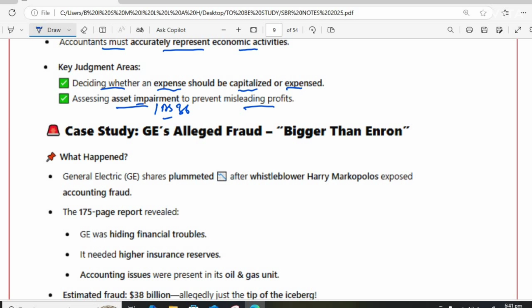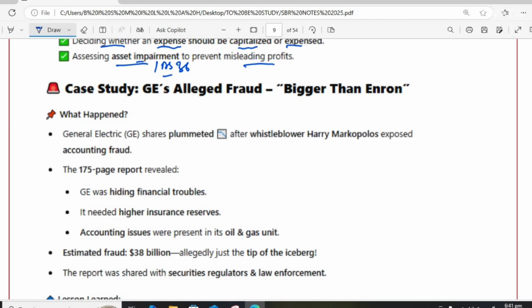The case study is General Electric, whose share price plummeted after whistleblower Harry Markopolos exposed accounting problems. First, let me tell you the background: in 2018, General Electric faced allegations of accounting fraud from the whistleblower Harry Markopolos. The issue was that it was accused of hiding 38 billion in losses, particularly in its power and insurance divisions. The accounting issues were that it allegedly used aggressive revenue recognition and understated liabilities, which is a violation of IAS 37.